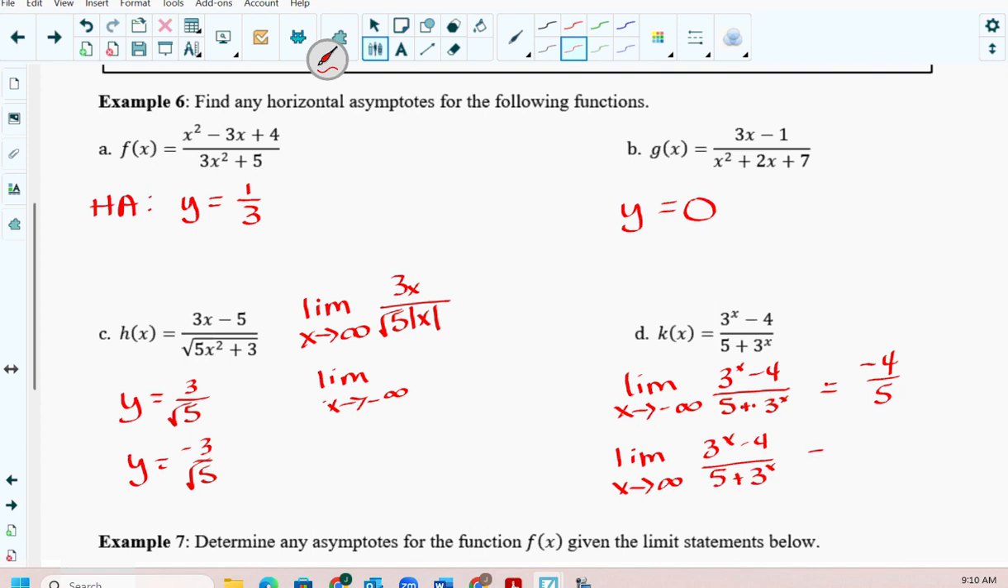So you get 3 to the infinity. Do you think the -4 even matters when I have 3 to the infinity? So just divide by 3 to the infinity from the denominator. What is 3 to the infinity over 3 to the infinity? 1. So you have two different horizontal asymptotes. One at -4/5, and one at y equals 1.